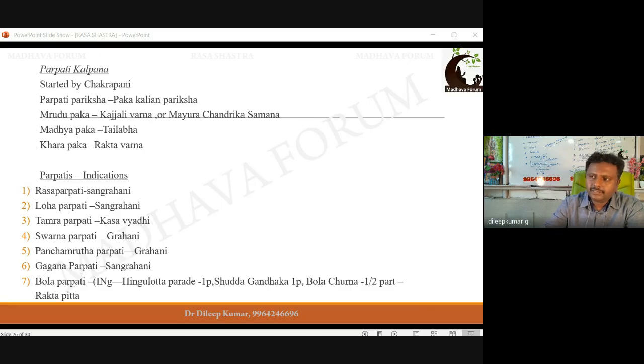So we can also do pathya. Pathya is the main thing. Here pathya means that which is compatible for the disease. Apathya means food or any item that is going to increase the disease. Here pathya is not anupana, so don't confuse pathya with anupana.